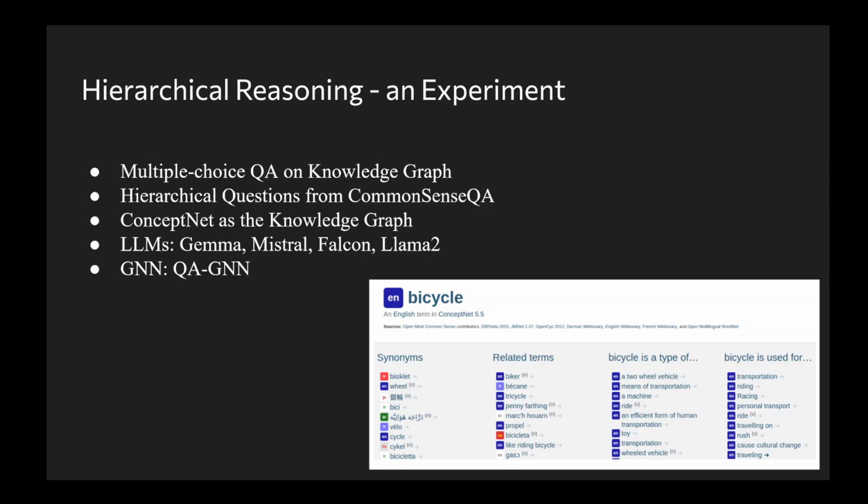And ConceptNet will be the knowledge graph. It's a huge, huge data set of this knowledge graph, and I have Bicycle up here as one of the nodes. The LLMs that we're going to be testing are Gemma, Mistral, Falcon, and Llama 2, and the GNN will be QA GNN.